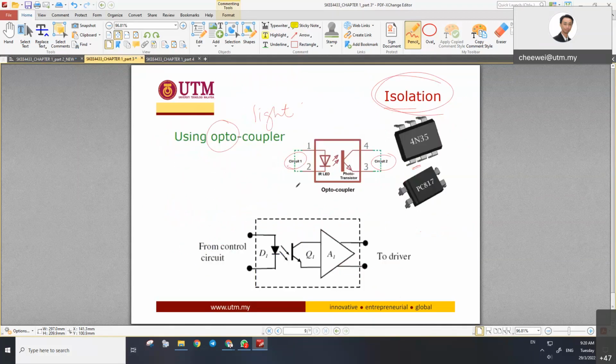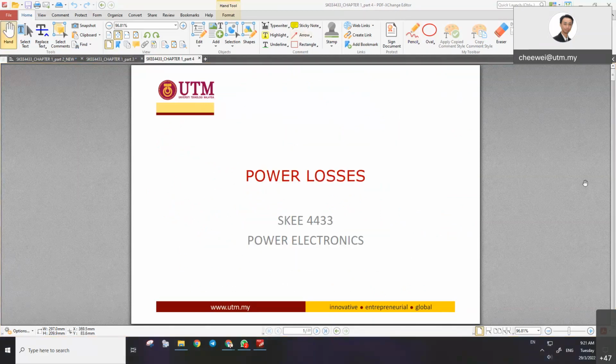Okay, anything to ask? So the last PDF here is the power losses. What is loss? Disappear. So power loss, right? Do we get it? Power loss, do we get it?